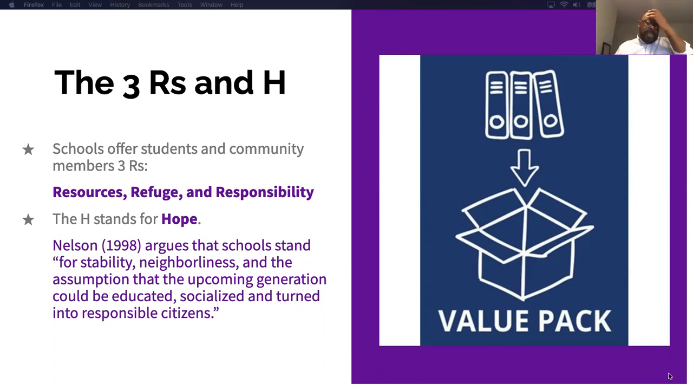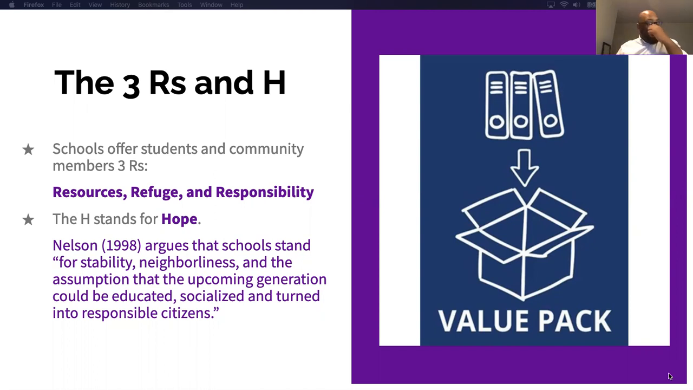The goal of this conversation is really to help you think about how you can put a socio-cultural, socio-emotional concept into your classroom through the use of our three R's, or resources, refuge, and responsibility, and also linking it with this concept of hope.